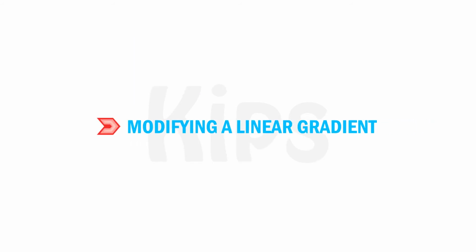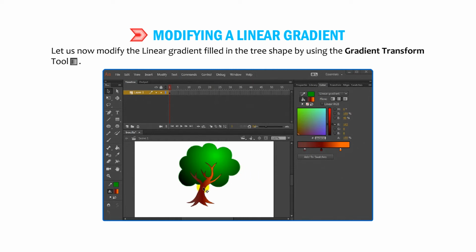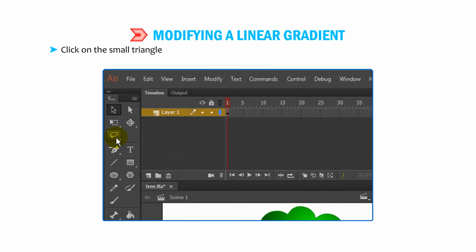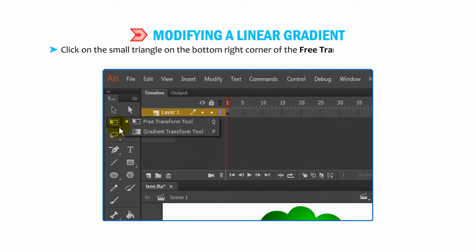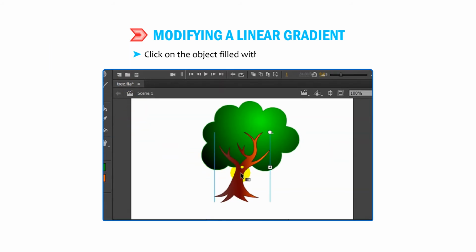Okay, now let us find out how to modify a linear gradient. As you have filled the linear gradient shade in the trunk, similarly, fill the linear gradient color in the top of the tree. Let us now modify the linear gradient filled in the tree shape by using the Gradient Transform tool. Click on the small triangle on the bottom right corner of the Free Transform tool and select the Gradient Transform tool from the Tools panel. Click on the object filled with gradient color. The gradient selection shape will appear as shown in the figure.